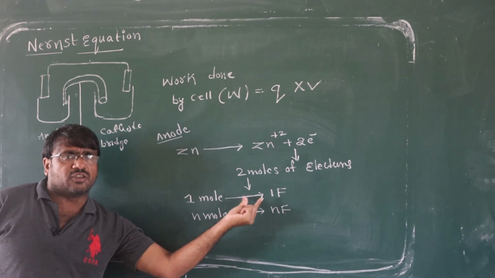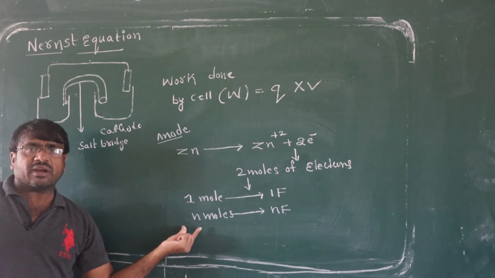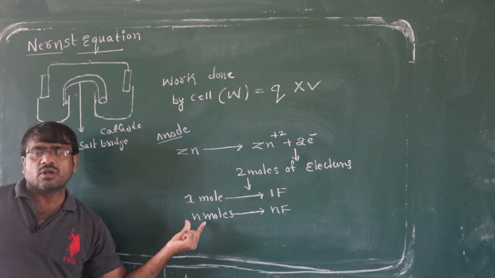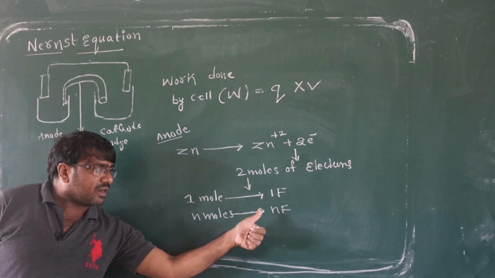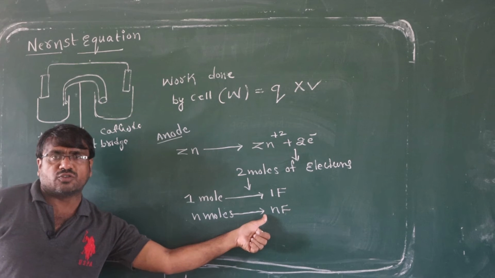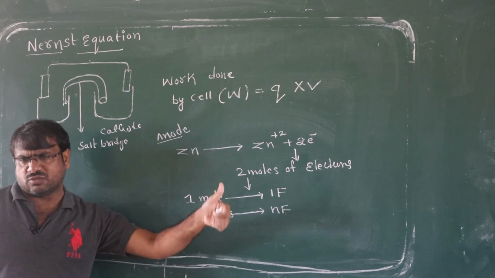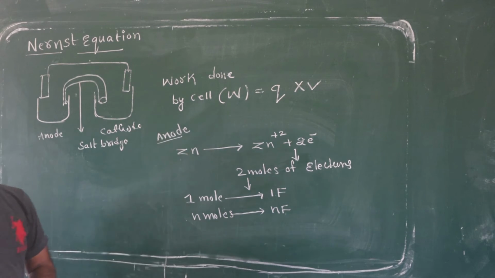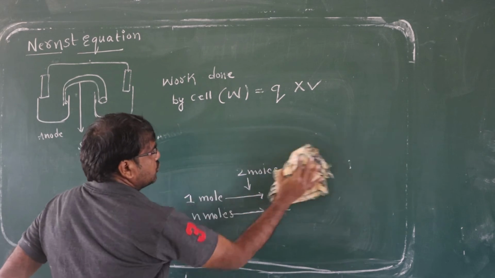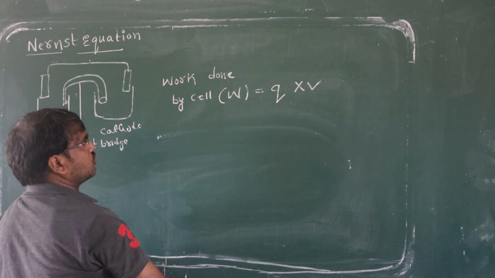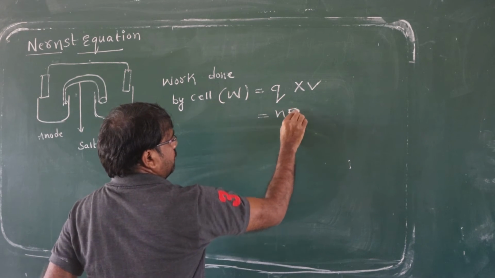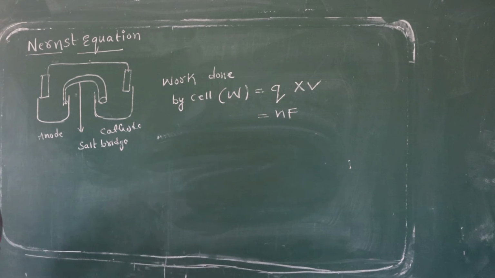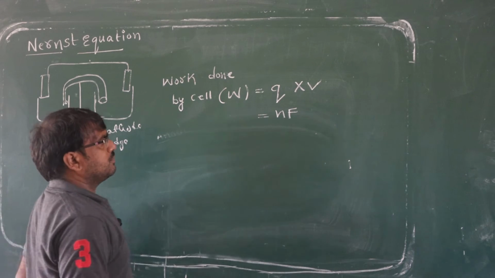1 Faraday of electricity. 2 moles of electrons carry how much charge? 2 Faradays. Then n moles of electrons carry how much charge? You know, n Faradays of charge. So in place of charge, we can substitute nF.